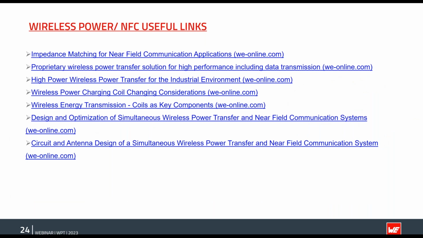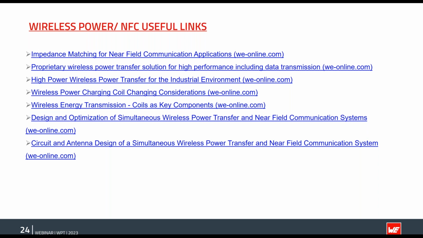Here are some useful links for the wireless power and NFC technologies. Here are the app notes which are available from our website: the impedance matching for near field communication, which is a very interesting app note with the filter matching network described, of how to build the differential filter network; the proprietary wireless transfer solution for high performance, including data transmission, which is based on our 200-watt development kit; and the high power wireless transfer for industrial environment.